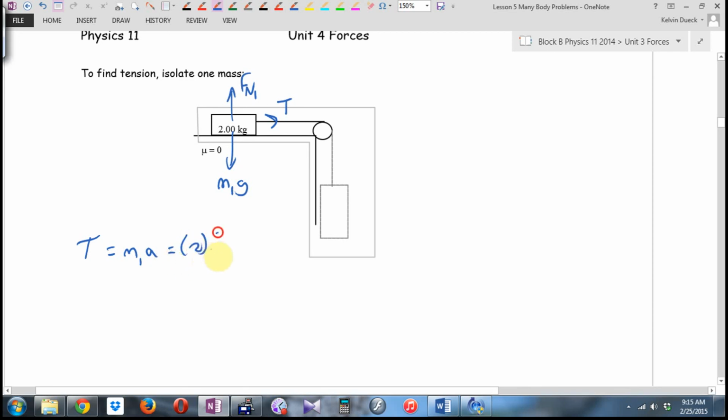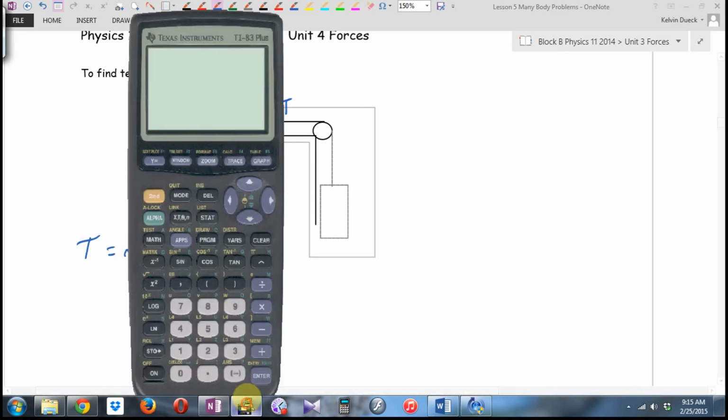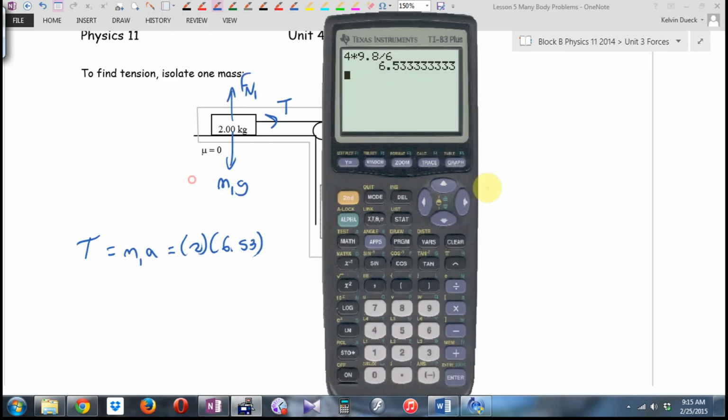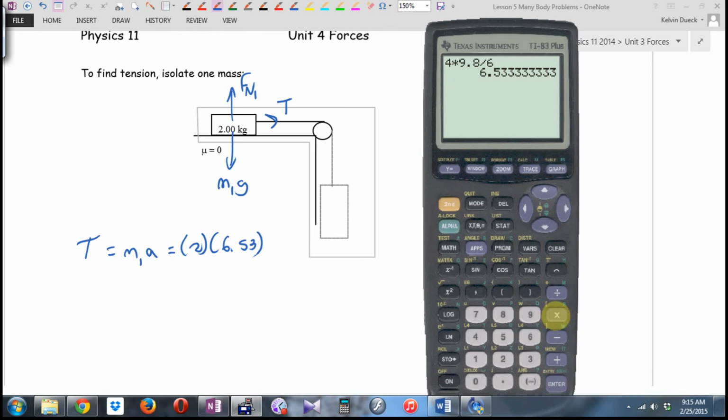It's going to be 2 times 6.5333333333333. Actually, 4 times 9.8 divided by 6. That was the acceleration, right? So now I'm going to use your answer button if you can, which is why I went on the rant about getting a good calculator. So I'm going to go times by 2, and I get 13.1, right?